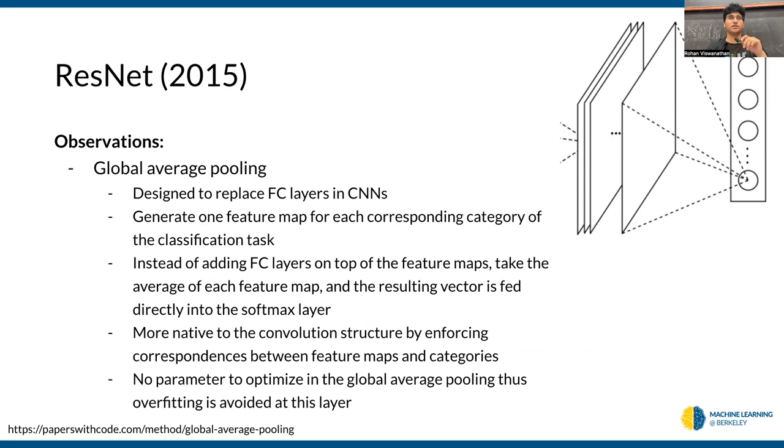The typical dense layer that you previously had that's facilitating these connections does not enforce correspondences between feature maps and categories. You're kind of throwing feature maps down the drain as you go through the three dense layers at the end of a network. There's no parameter to optimize in global average pooling as well, which saves overfitting time. Because you're just generating a feature map, averaging those, and feeding that into a softmax function, you're not actually tuning a parameter to your data.